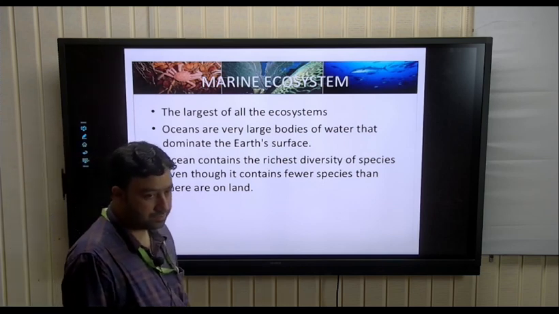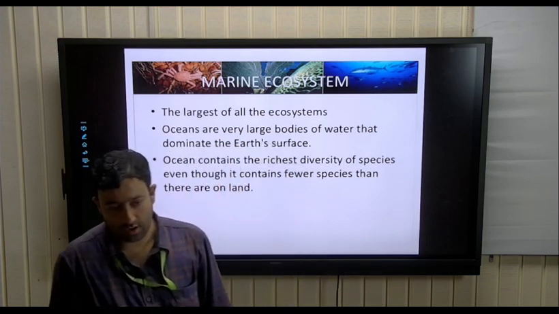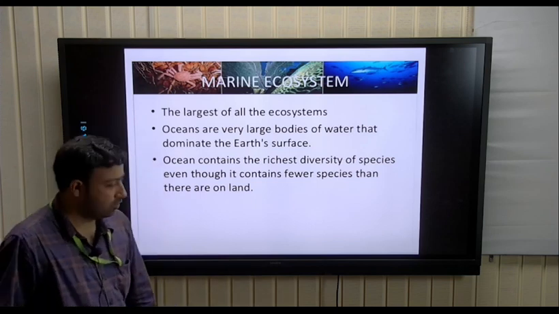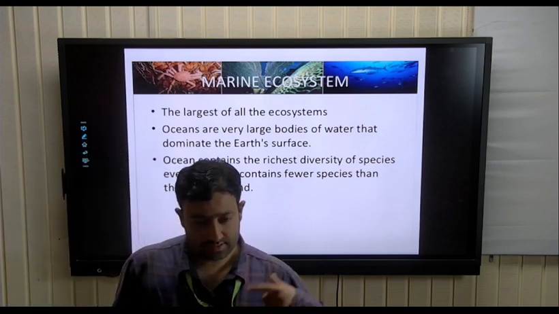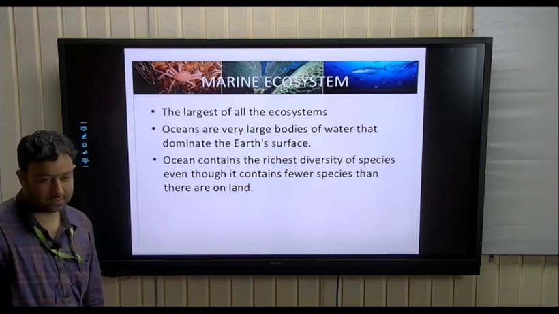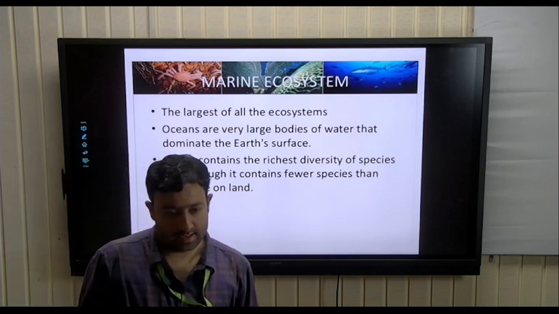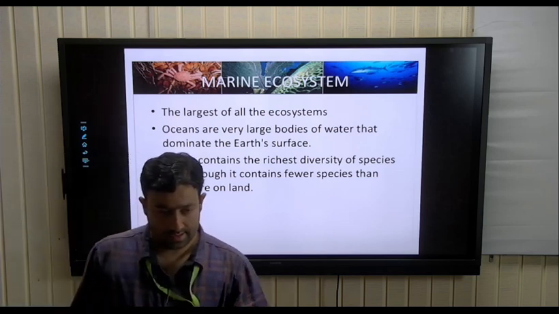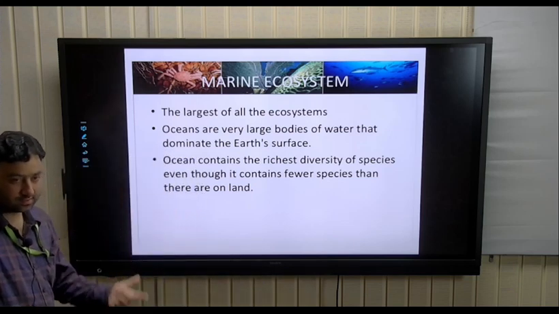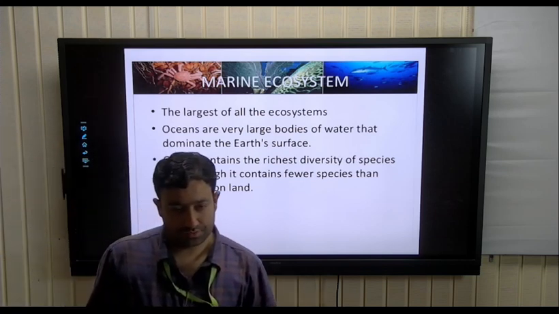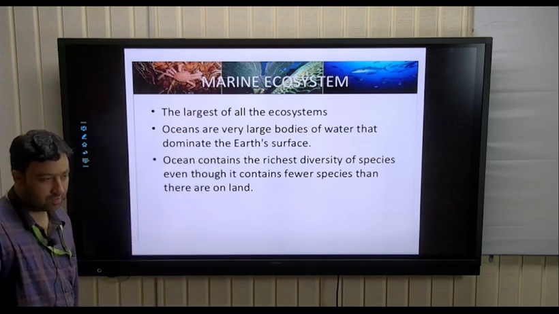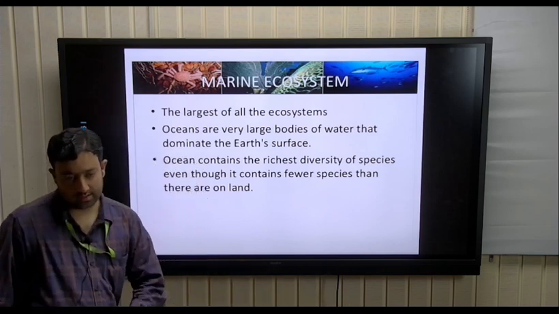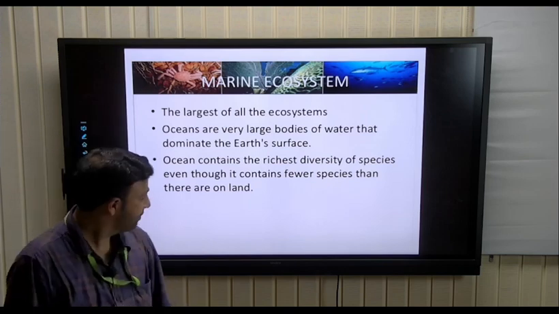Oceans are large bodies of water that dominate the earth's surface. Oceans also contain the richest diversity of species, whether plants or animals, but not more than the species that are found on the land.